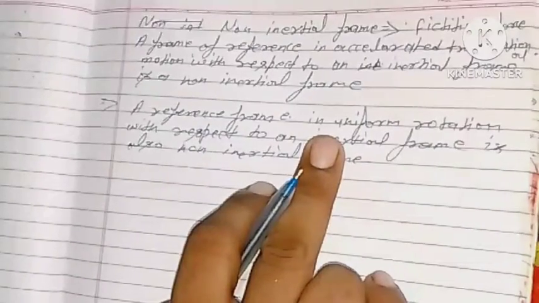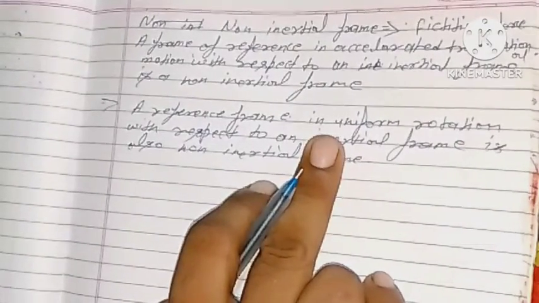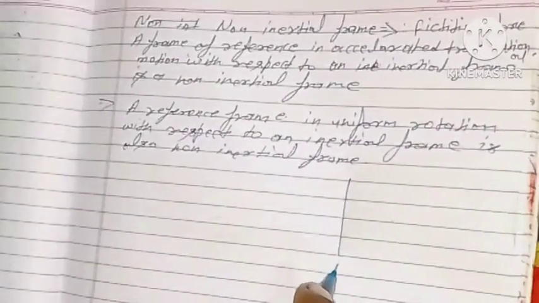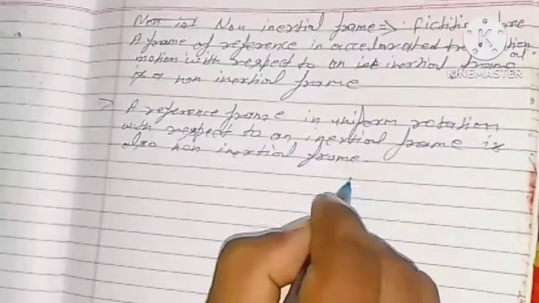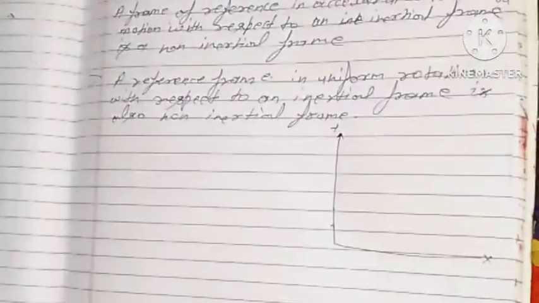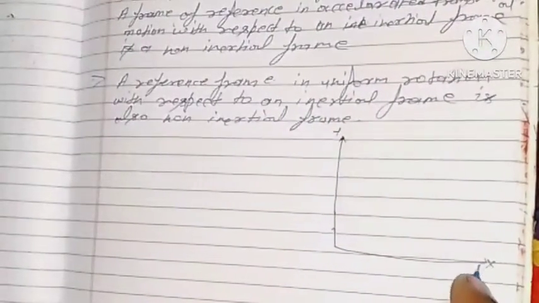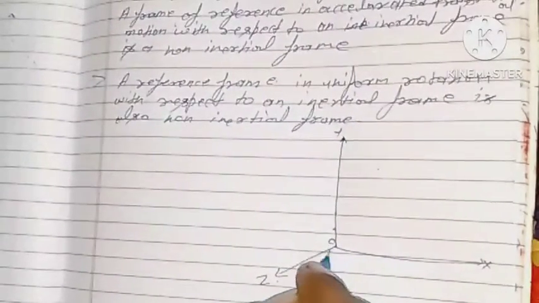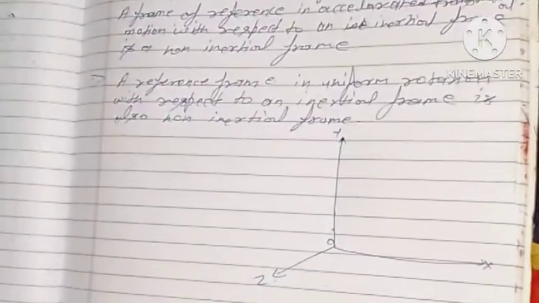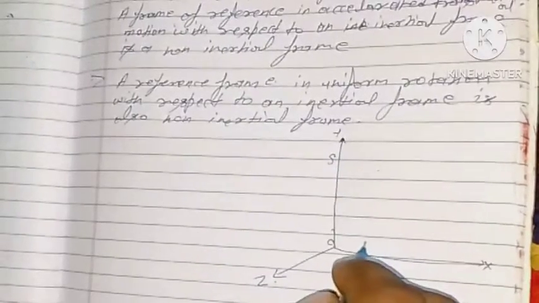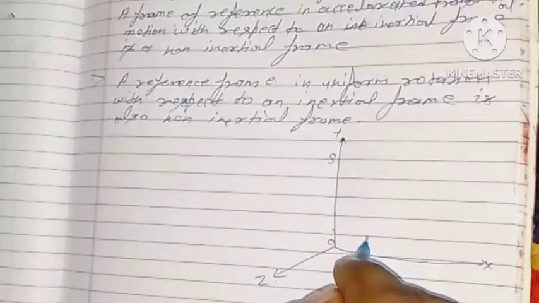Consider an inertial frame S. This is the y-axis, this is the x-axis, this is the z-axis, and this is the origin O. Consider an inertial frame S with its origin O.